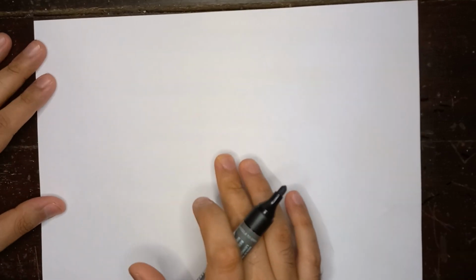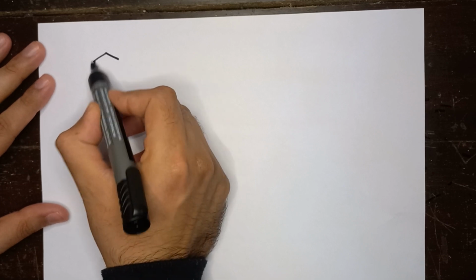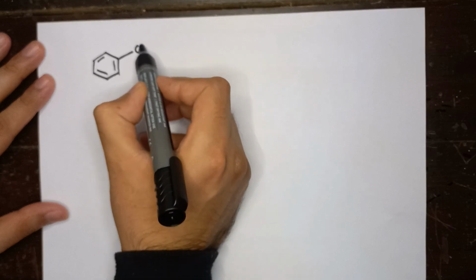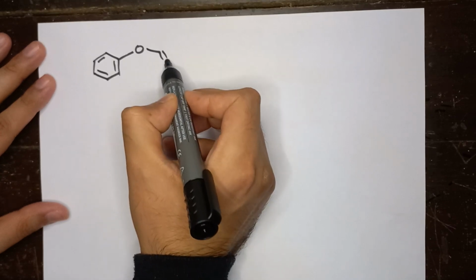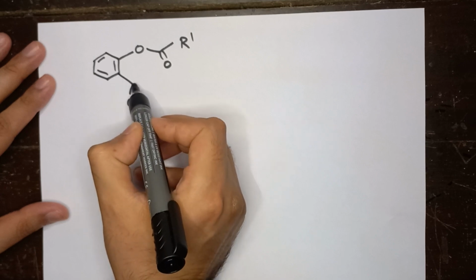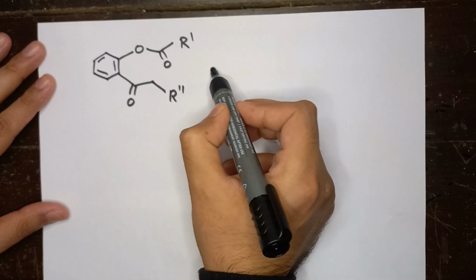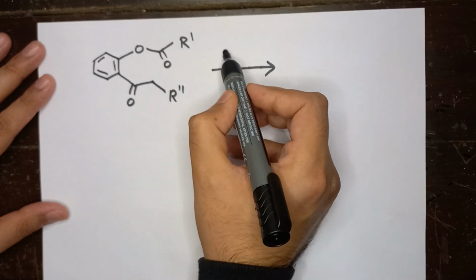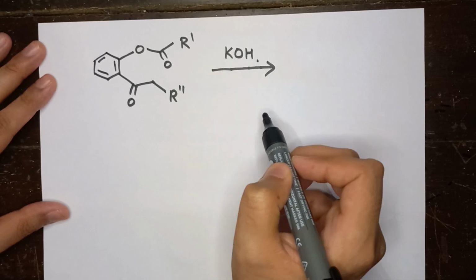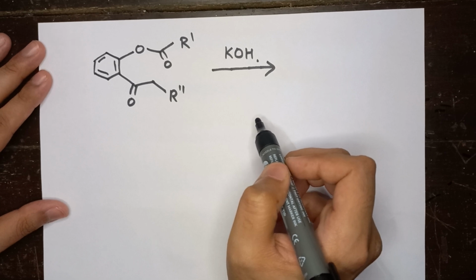Okay, so let me write the general reaction. So we have this ester molecule and we have this active methylene group, active methylene carbon. And let's say I'm using a base, KOH. So this is what we call the Baker-Venkataraman rearrangement.